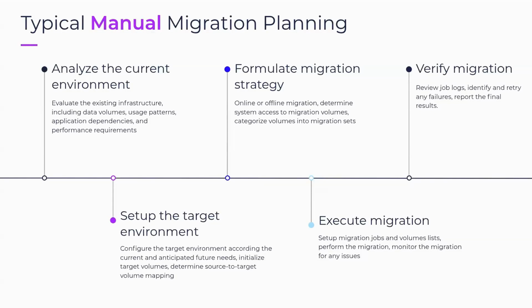Once you have a good understanding of your environment, you have to set up the target environment. This is typically new storage that comes in for a tech refresh. You have to go in and initialize the volumes to start the process, and then you have to determine the source and the target migration pairings or volume pairings. Once you get that, then you have to determine whether you're going to do an online or offline migration.